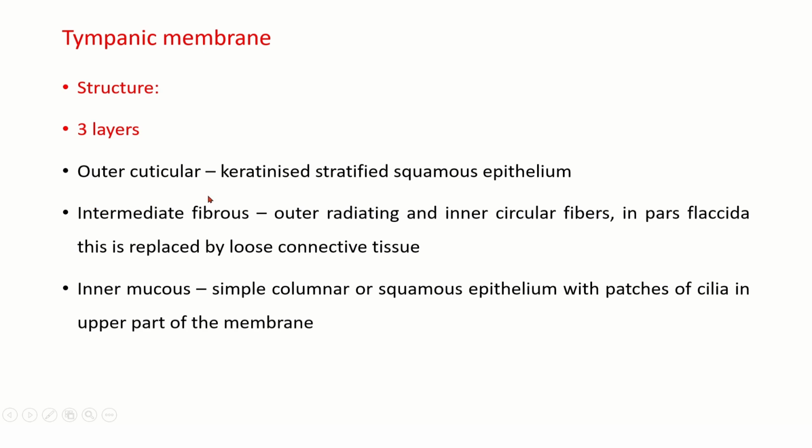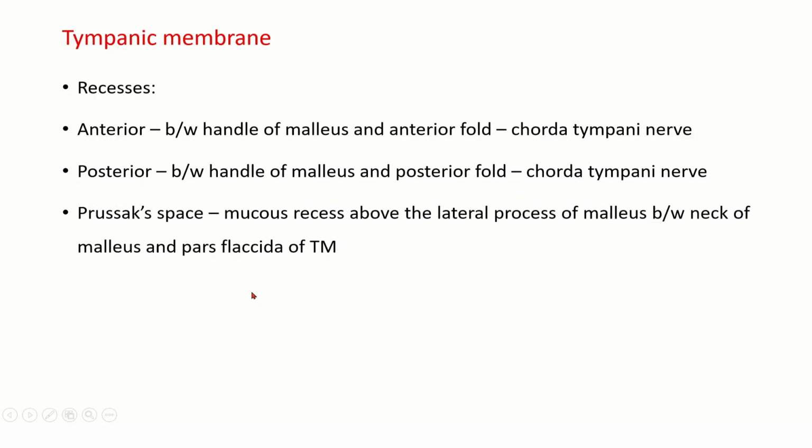Outer cuticular layer lined by keratinized stratified squamous epithelium, which is continuous with the skin of the external acoustic meatus. Intermediate fibrous layer has outer radiating fibers and inner circular fibers. In pars flaccida, this is replaced by loose connective tissue. Inner mucous layer lined by simple columnar or squamous epithelium with patches of cilia in the upper part of the membrane. Three layers: outer cuticular, intermediate fibrous, and inner mucous layers.